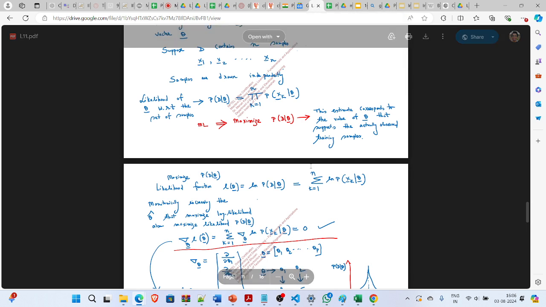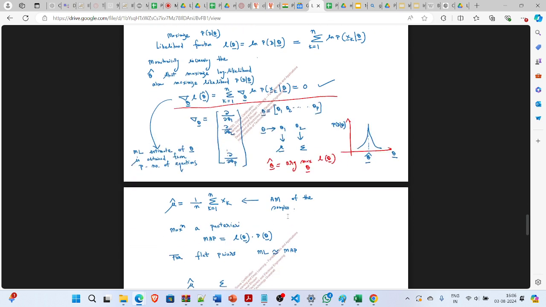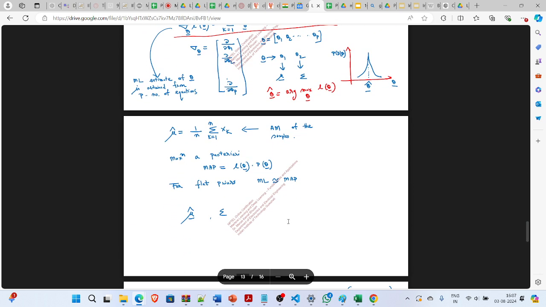We take the logarithm over that so that the differentiation is easier. Suppose there is a vector of parameters, so in scalar terms, theta 1 to theta p. We differentiate with respect to each of theta 1 to theta p individually, and we get the values of the parameters that we need. This is called the MLE estimate.